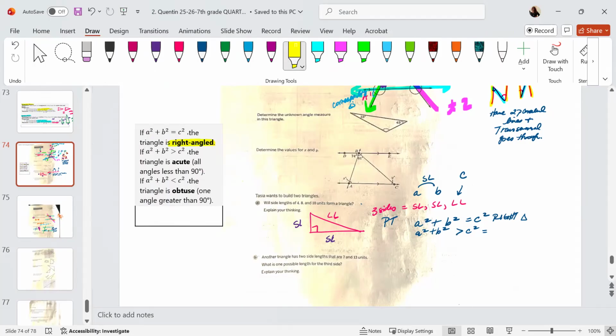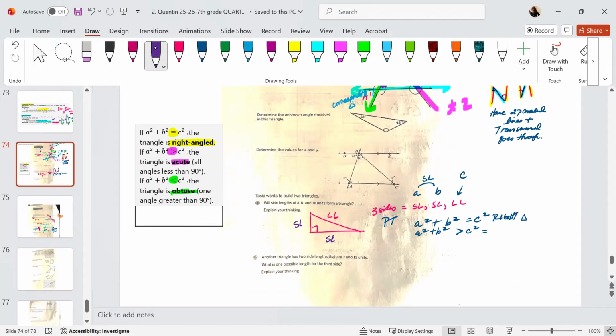It's right angled if A squared plus B squared is equal to C squared. Do you see that? Yeah. It's acute if A squared plus B squared is greater. If C squared is greater, then that's obtuse. Do you see the difference there? So let's see this. Will sides 4, 8, and 10 form a triangle?